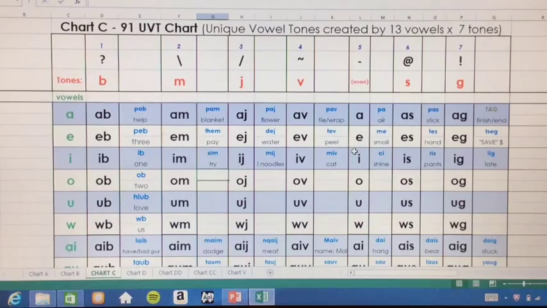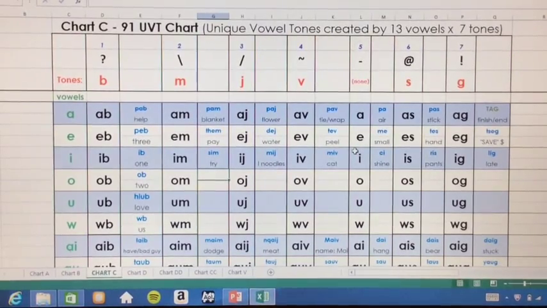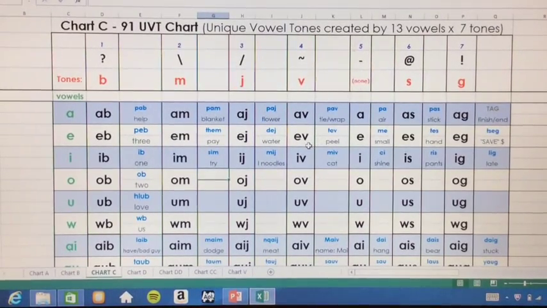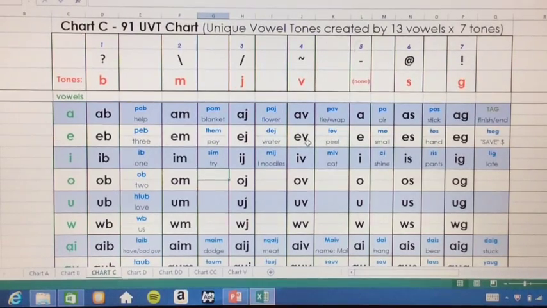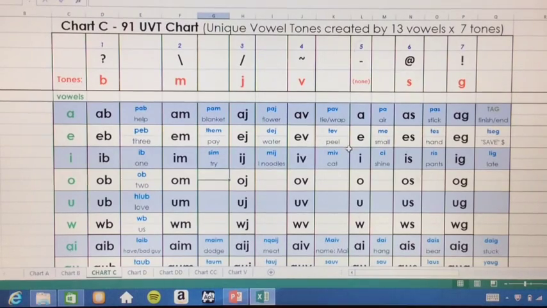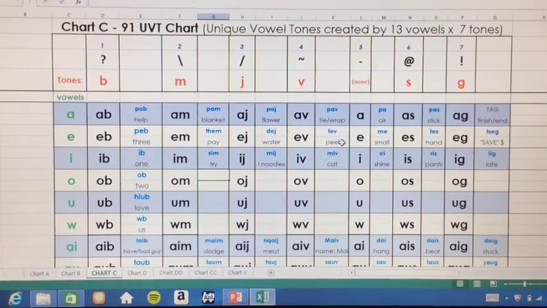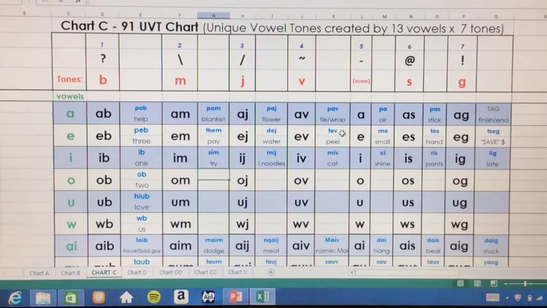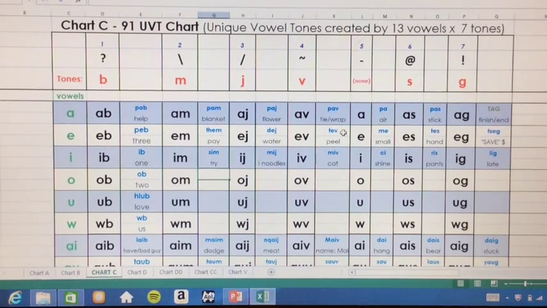Let's take for example, you were looking at a word SEV, and you're trying to figure out how to pronounce it. Well, just go back here and look at the UVT for EV, and look at the English word peel. Okay, peel in Hmong is they. So if there was an S in front of it, that would be shay. So that's how you use this spreadsheet.